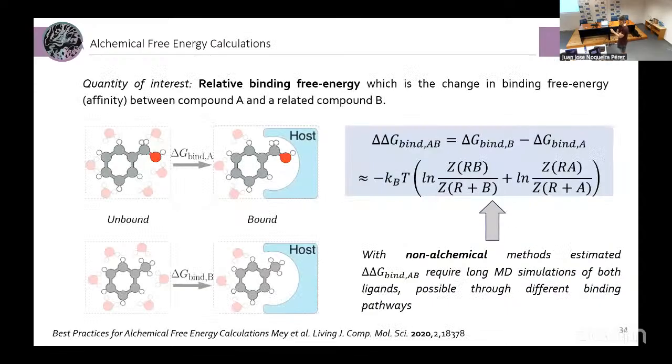So the idea is, imagine that now we have this molecule here, and we want to calculate the free energy of binding of this molecule into a host. What we can do is what I said in the beginning, simulate binding and unbinding, and from these probabilities we can calculate the free energy of binding of this molecule here. And if we want to calculate the relative free energy, we only need to do the difference between this binding free energy and this binding free energy. So using non-alchemical methods, if we want to calculate the relative binding free energy, we need to calculate this free energy and this free energy.